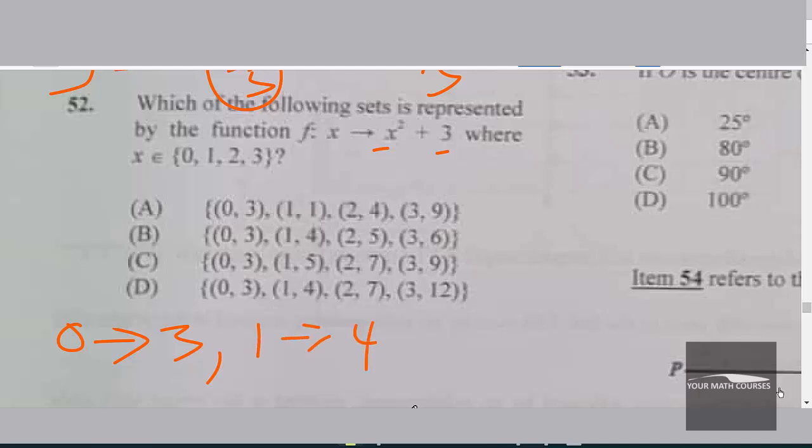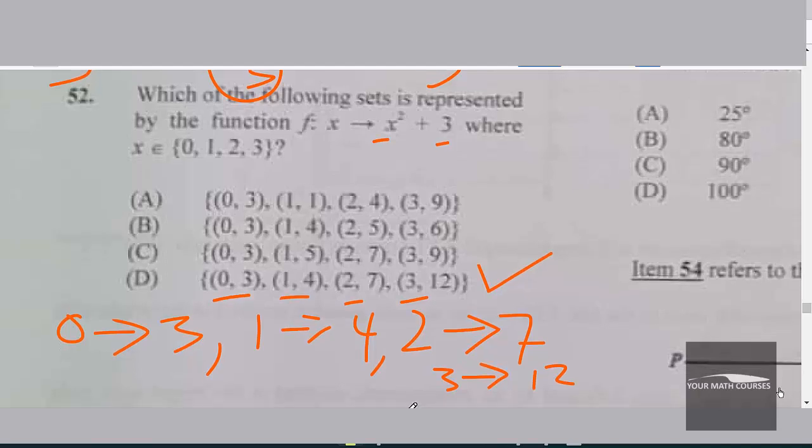Then when we pick 2, 2 maps onto 2 squared, which is 4. 4 plus 3 is 7. Then 3 squared is 9. 9 plus 3 is 12. So 3 will map onto 12. So we have 0, 3, 1, 4, 2, 7, 3, 12. So the correct answer is option D.